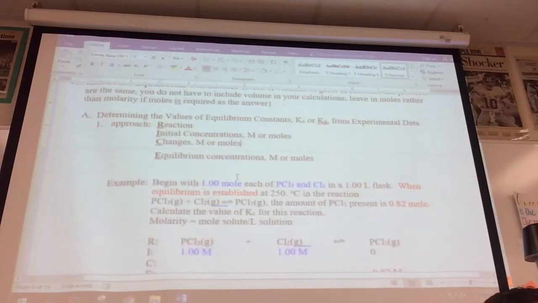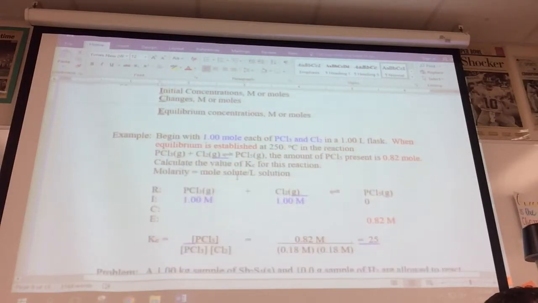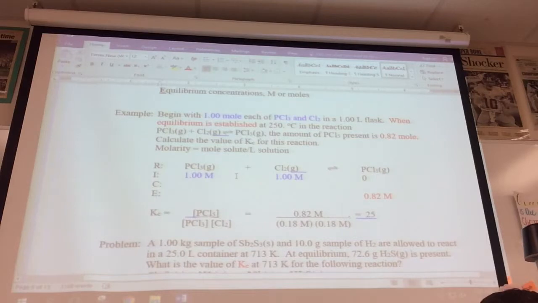The first one is penned out for you, at least in regard to the framework. I'm going to rewrite it, and this way we can work through all of it. It says begin with 1 mole each of phosphorus trichloride and chlorine gas in a 1 liter flask. Begin with, initially you have, starting with, these amounts are initially placed in a container. That tells you you've got initial amounts. Also, looking at this reaction here, is the delta N of the gas 0?